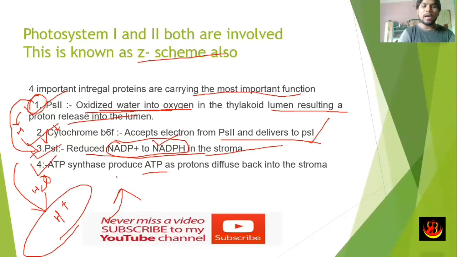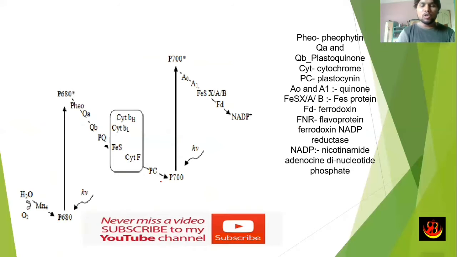So we'll see how it happens. These are the four important components for the non-cyclic photophosphorylation process. ATP is produced as protons diffuse back into the stroma. In the lumen the proton concentration becomes higher, and in the stroma NADPH and ATP get produced. Now this is your non-cyclic photophosphorylation overview.